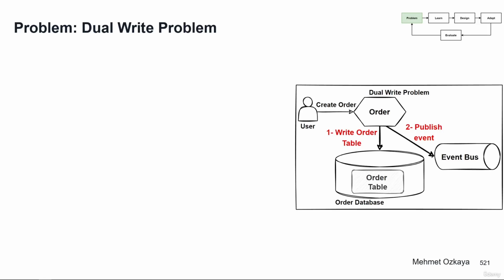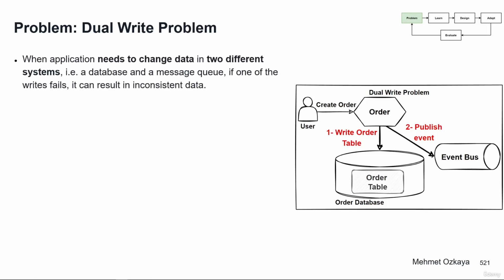In this video, we are going to learn the dual write problem. The dual write problem occurs when an application needs to change data in two different systems, for example, a database and a message queue. If one of the writes fails, it can result in an inconsistent state.